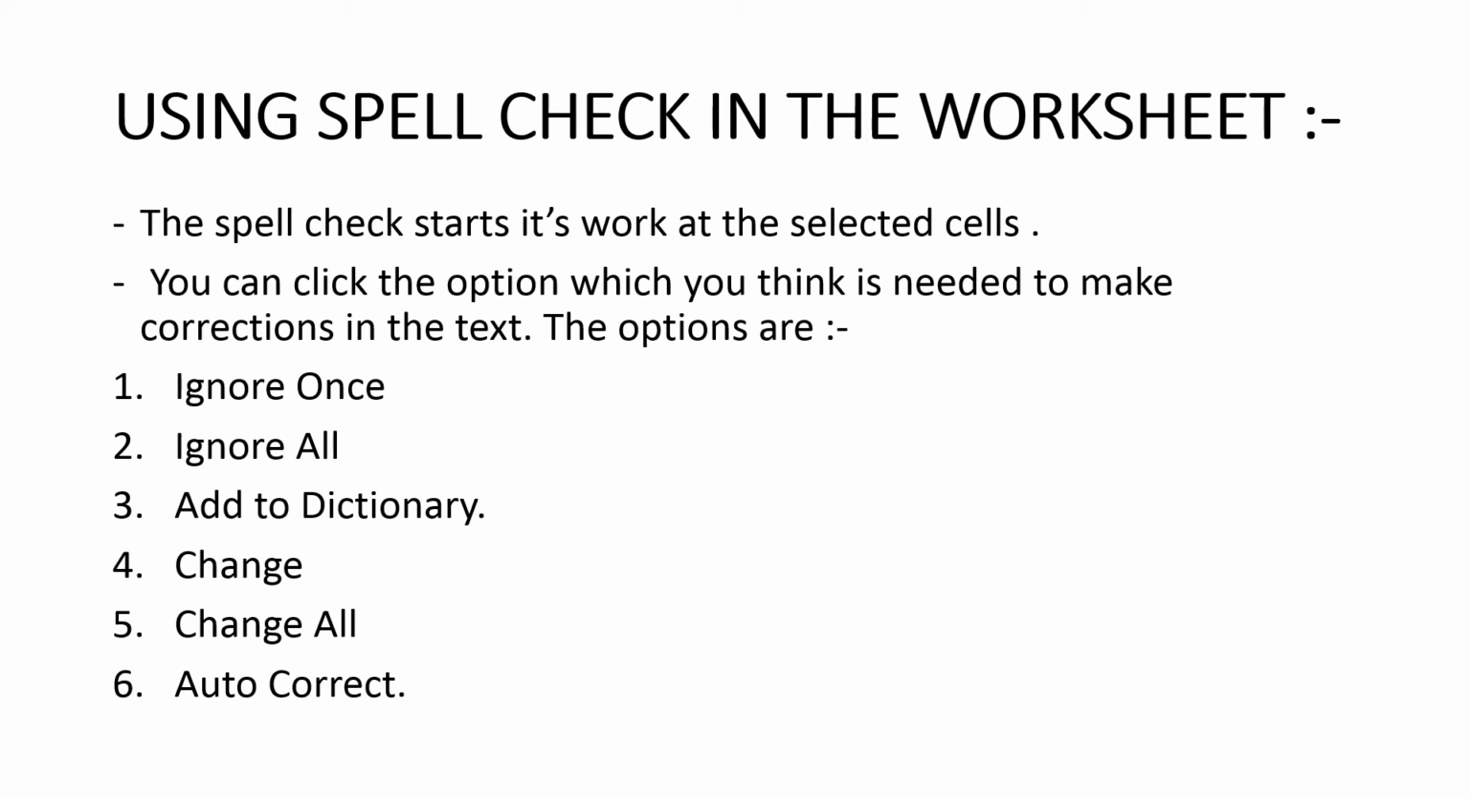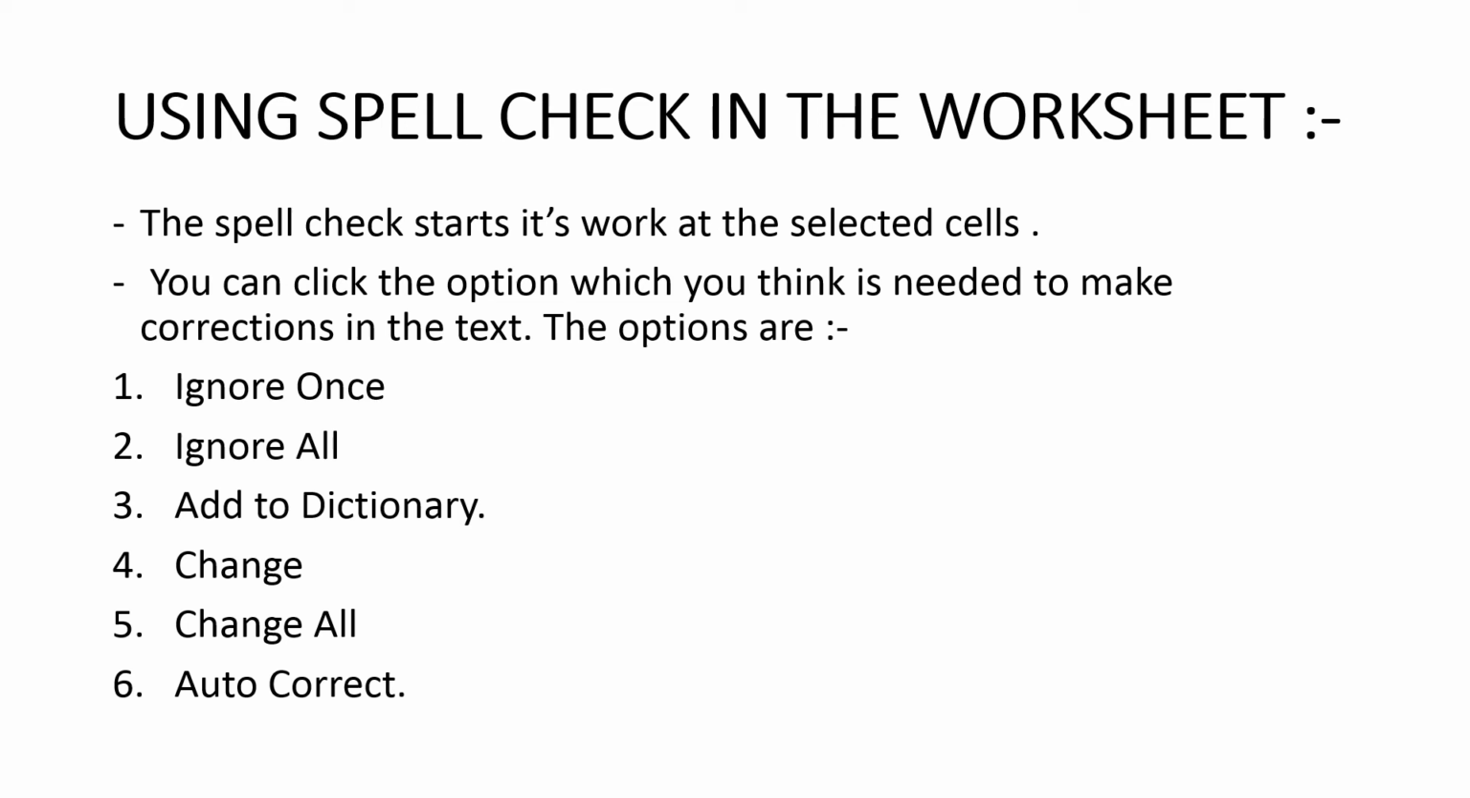Then next is autocorrect. Clicking this button automatically corrects the word. Fine. Okay, so you don't need to follow any procedure. When you click on autocorrect, it will correct the spelling of that word automatically. Fine. So these are the options that are available in the spell check of the worksheet.